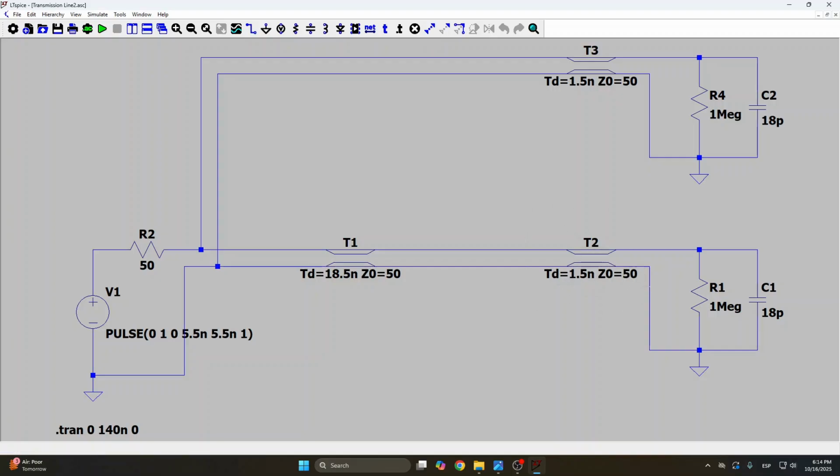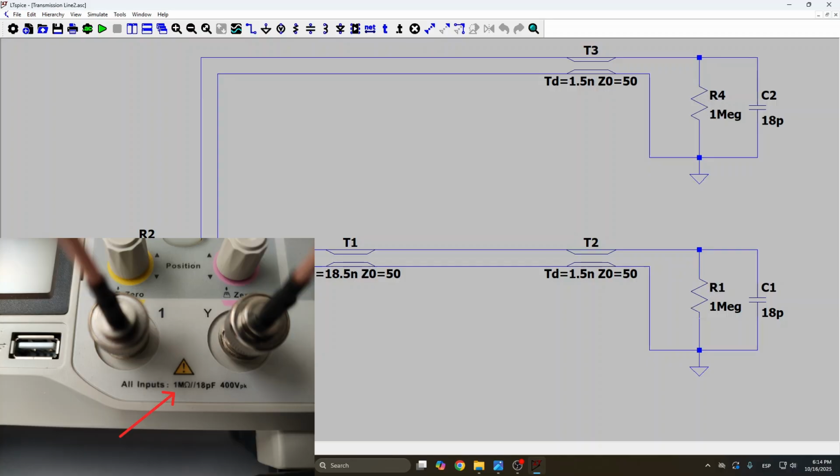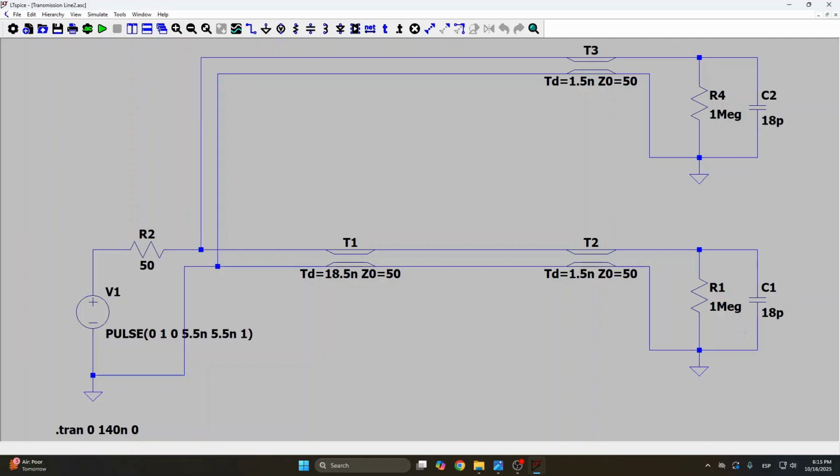This value might not be that accurate, but I just want to get a rough number to have a closer signal to what we observe on the oscilloscope. So I also added a 1 megohm shunt resistor in parallel, which is what the input channels of my oscilloscope have, and also an 18 picofarad capacitor, which is also what my oscilloscope input channels have. So let's simulate this and see if the signal looks closer.